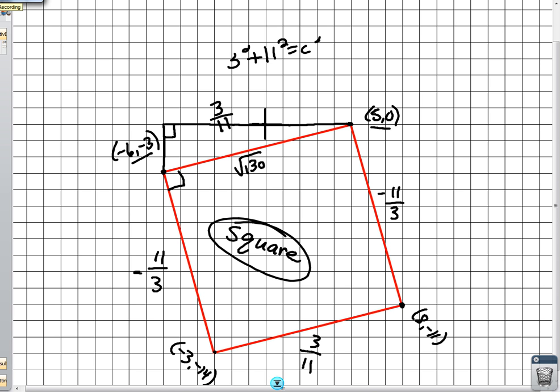17 says, which is not a method of proving a quadrilateral is a parallelogram? 2 sets of opposite sides parallel. Diagonals are perpendicular. Diagonals bisect each other, or 2 sets of opposite sides that are congruent. Your answer is B. Diagonals being perpendicular has nothing to do with a parallelogram. If the diagonals are perpendicular, that would be a rhombus.